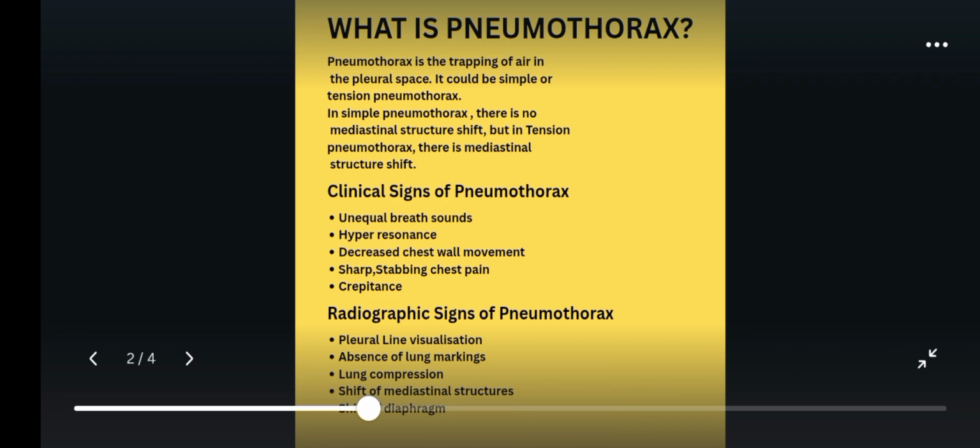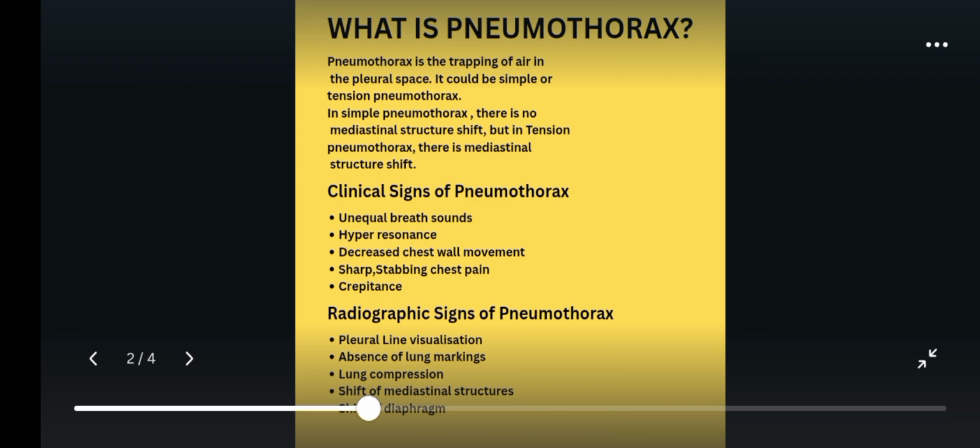or absent movement of the chest wall on the affected side. Then sharp stabbing chest pain may be a sign also, especially with inspiration, and shortness of breath can be seen. Then crepitance. This has to do with hearing a cracking sensation under the skin. It's also a clinical sign of pneumothorax. So when doctors see these signs, they can infer that there is possibility of pneumothorax.